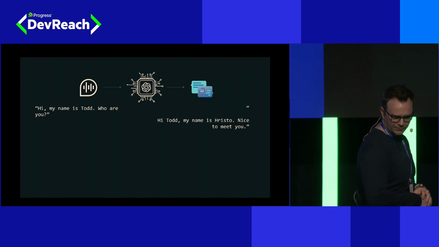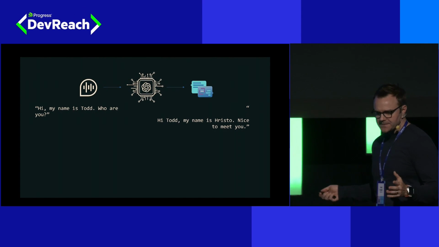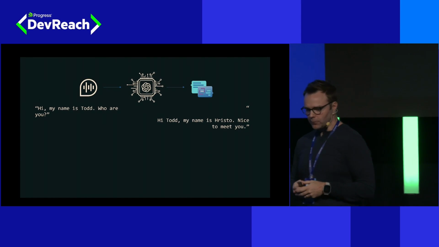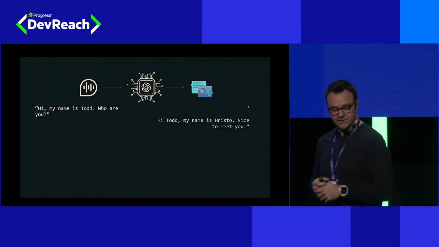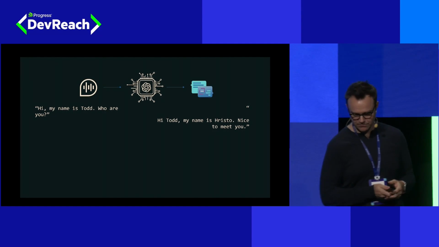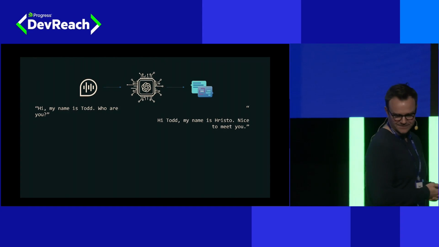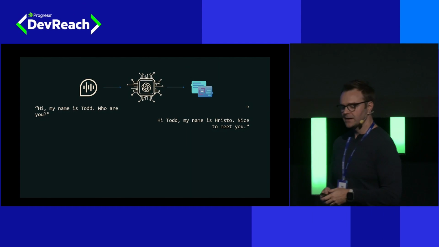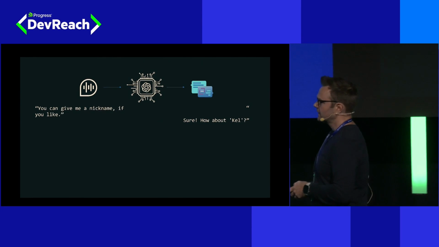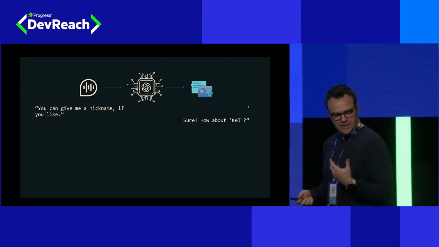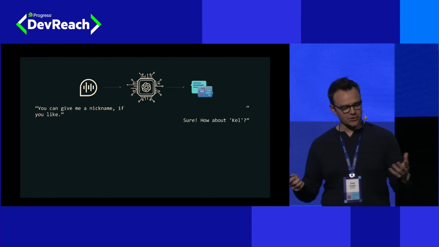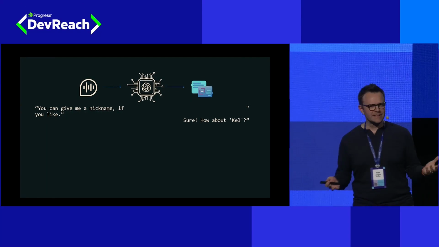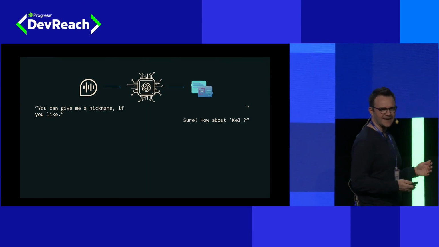So let's try another example here. I have a prompt: Hi, my name is Todd. Who are you? The model completion is, hi, Todd. My name is Risto. Oh, it's a nice Bulgarian name. Nice to meet you. All right, that makes sense. It gave me a prompt, it gave a relatively understandable completion. So then maybe I say, you can give me a nickname if you like. Sure. How about Kel? Kel is a really weird choice to go from Todd to Kel.